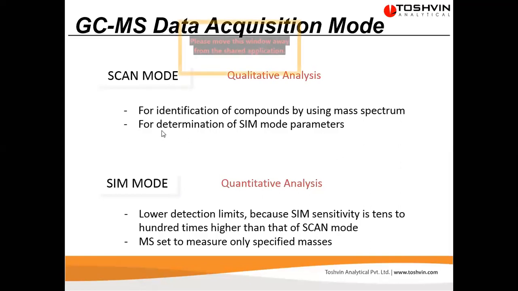And again, I'll come to the second statement for scan mode: determination of SIM mode parameters. From scan mode, I'll get what fragments are there and what to use for SIM analysis, so I'll be able to put in the SIM molecular weights. As I have written here, the MS is set to measure only specified masses. So only specified masses are analyzed in SIM mode.